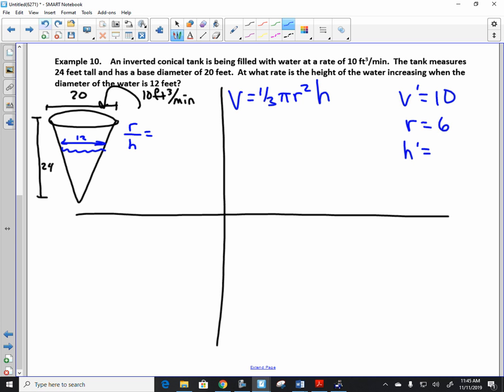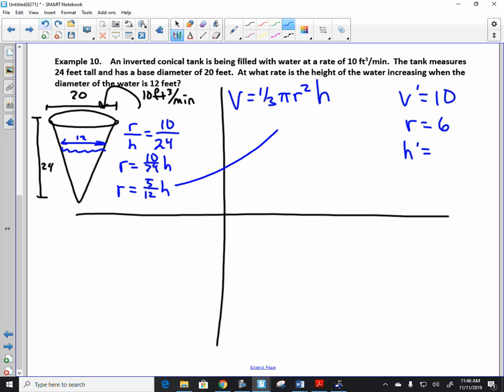This will always change shape, but it'll be proportional. We'll have similar triangles. As you notice here, what is the current radius of the cone? The current radius of the cone is 10. Current height of the cone is 24. So therefore, R is equal to 10 over 24 h, or, since those are both divisible by 2, R is equal to 5 over 12 h. The radius will always be 5/12ths of the height.